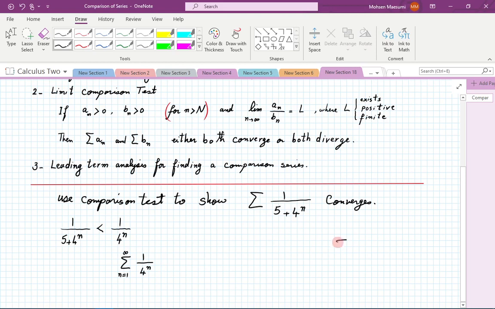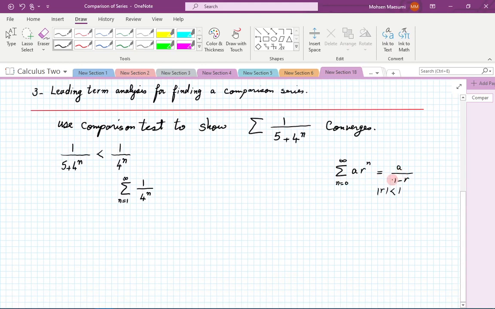You remember, let me remind you, if you have the sum of a r to the power of n, and you are adding this up from 0 to infinity, this converges to a over 1 minus r, provided that your multiplier is less than 1 in absolute value. In general, if you have a geometric series that converges, the sum is equal to, if you want to remember it easily, the first term over 1 minus the multiplier, or the ratio.